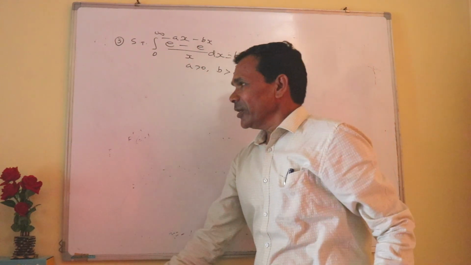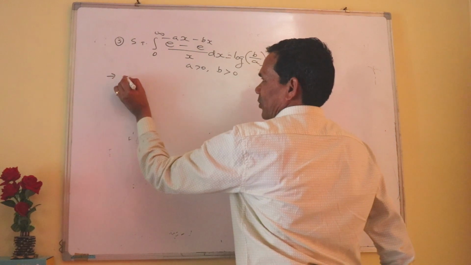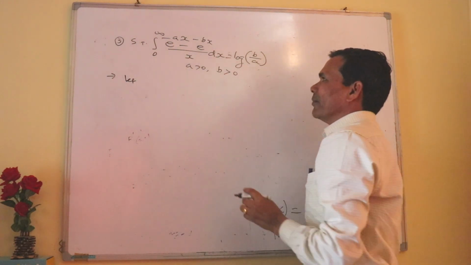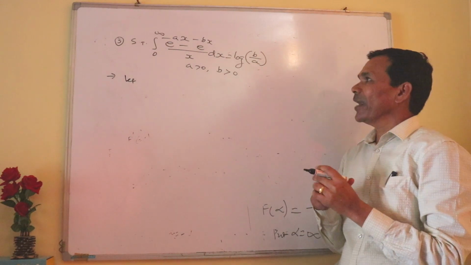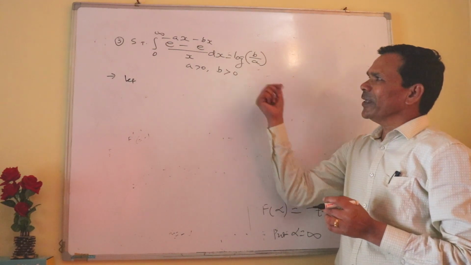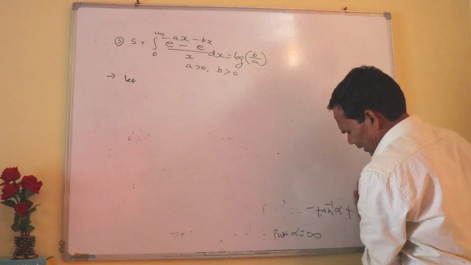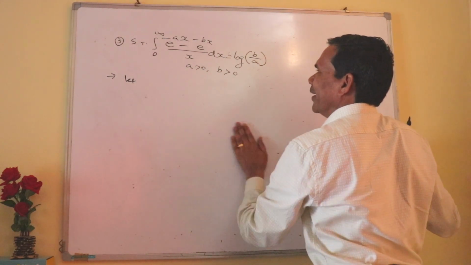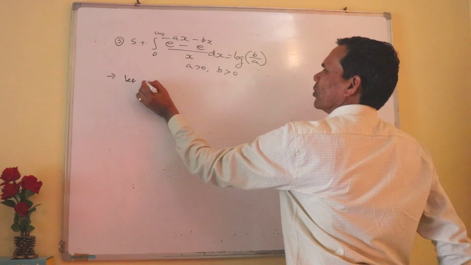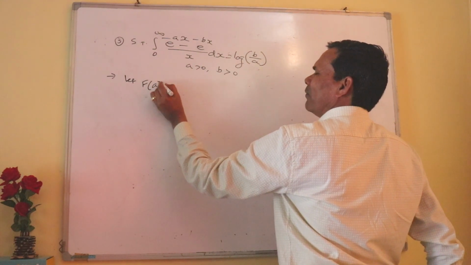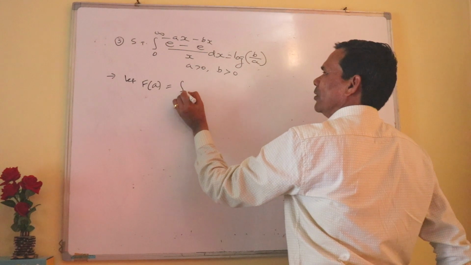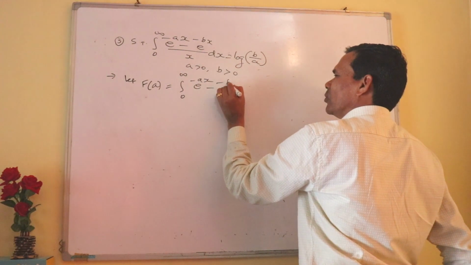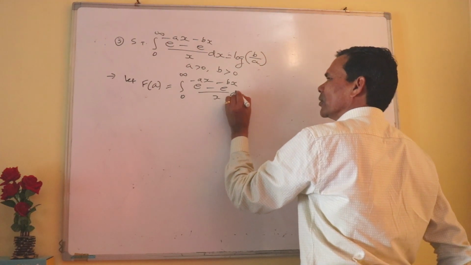So consider the left-hand side. Here there are two parameters, a and b, so you have to choose one of them as the parameter, either a or b. So I take a as the parameter, and I denote this integral on the left-hand side as f of a, integral 0 to infinity e raised to minus ax minus e raised to minus bx upon x dx.